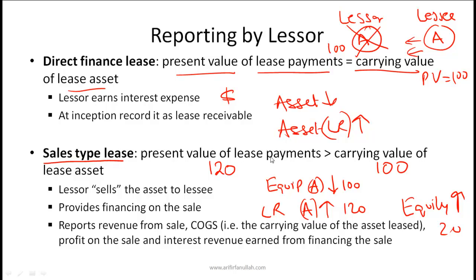if the present value is equal to the carrying value, then essentially we are saying that the equity goes up by zero and the revenue is coming from interest. If the present value is higher than the carrying value, then we make this money and also money from interest revenue. US GAAP distinguishes between these two types of leases.